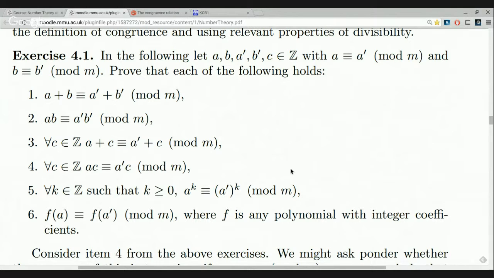Yeah, so let's look at a plus b. We've got two pairs: a pair a and a prime, and a pair b and b prime. In all these, we're assuming that these pairs are congruent to one another. So a is congruent to a prime, b is congruent to b prime. And we want to prove these properties here.